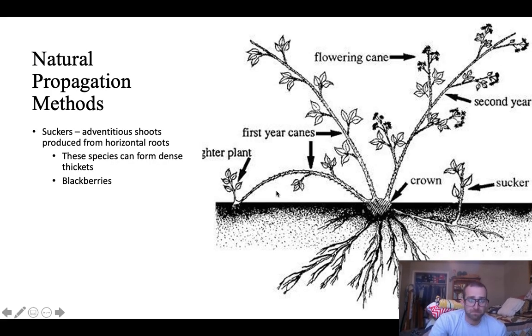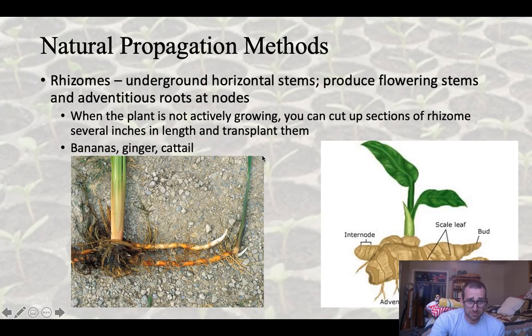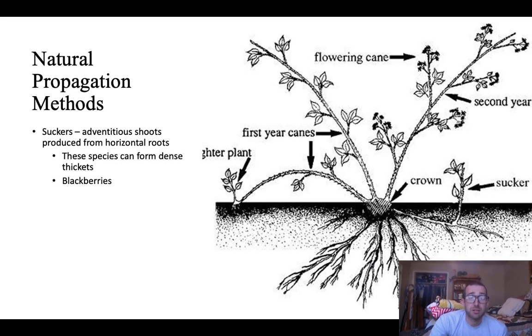Suckers are adventitious shoots produced from horizontal roots, right? So with stolons and rhizomes, they are horizontal stems. Suckers are shoots that are produced from horizontal roots, and these occur in blackberries, for example. So here are roots that are horizontal, and from these roots you can have a new plant that starts developing, and we refer to that as a sucker.